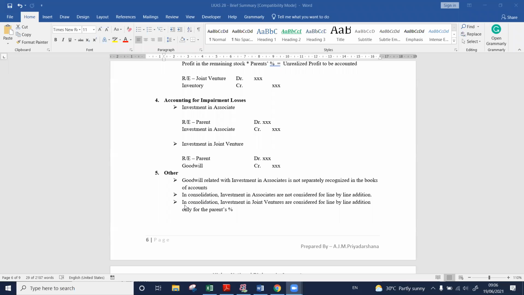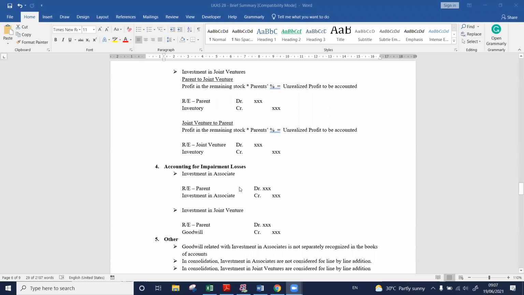And the last one: in consolidation, investments in joint ventures are considered for line by line addition only for the parent's percentage. For an investment in associate, we will not do line by line addition. But if it is an investment in joint venture, there we need to do the line by line addition, but only for the parent's percentage. It means if our joint venture has an inventory value of 1,000 and we have acquired 30% of it, we cannot take that 1,000 as it is. We need to take only 30% of it when we are doing line by line addition.